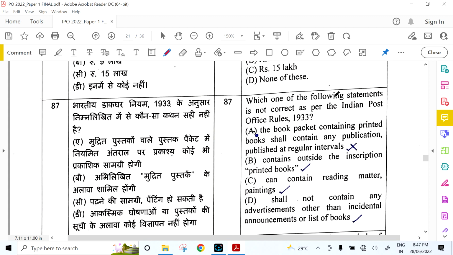So here, not correct means: the book packet containing printed books shall contain any publication published at regular intervals. Shall not contain, this is so. The answer is A.